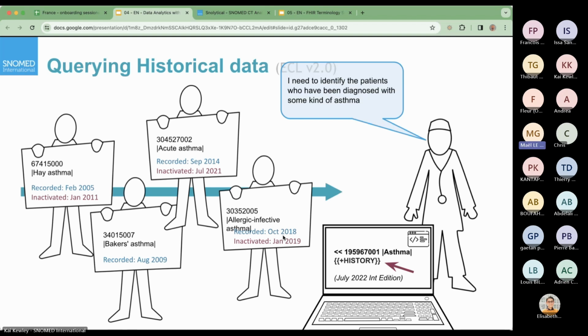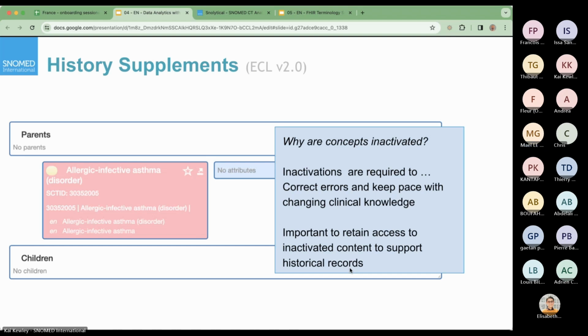we updated the ECL language and specification, and the terminology servers to allow for this. It's called a history supplement, where we can say, give me the historic concepts as well. And you only want to do that in some situations. When you're creating a value set, or if you're doing anything with data input, you don't want the inactive codes. But if you're doing analysis, particularly over many years, obviously they're needed. So once the history supplement is added, we get a selection that includes all the active and the inactive concepts.